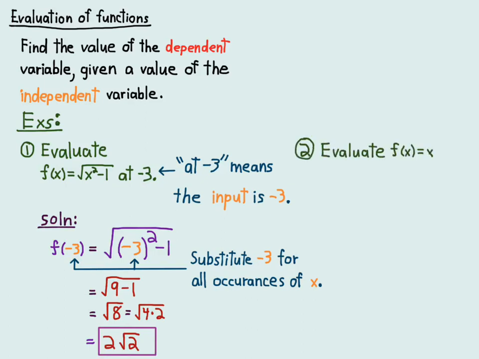Second example, evaluate f of x equals x squared minus 2x plus 1 at x squared. So sometimes we evaluate a function at something that's not a known number. And this is an example.